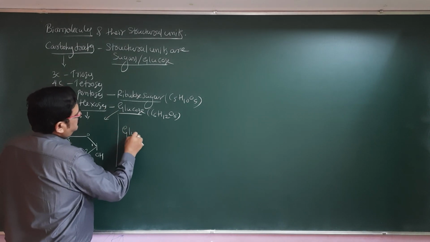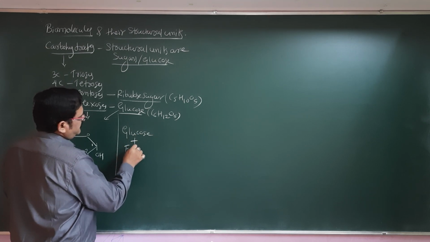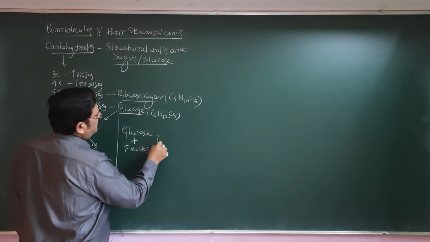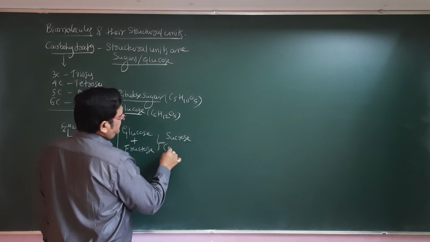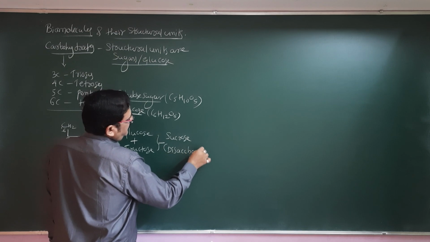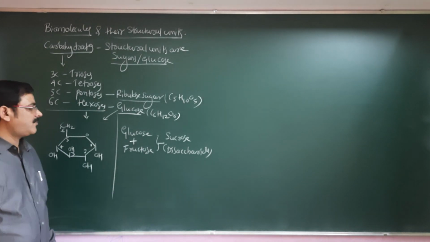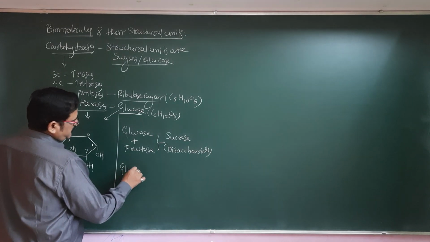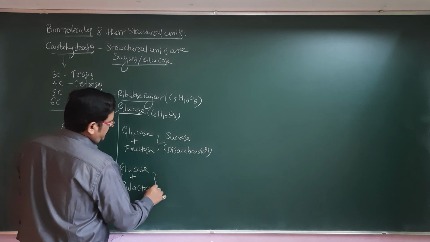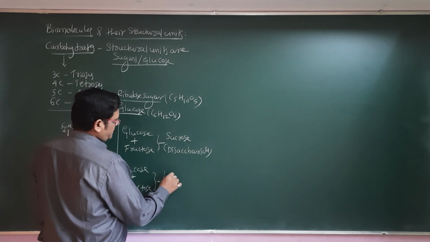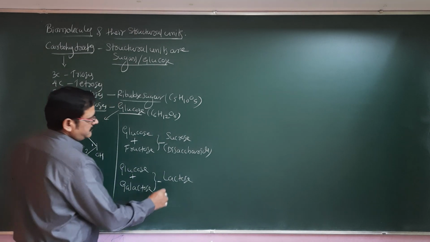So glucose plus fructose, when they combine, forms what we call sucrose. Sucrose is a disaccharide. Disaccharide means glucose plus fructose becomes sucrose, and glucose plus galactose forms lactose. So it is also a disaccharide.